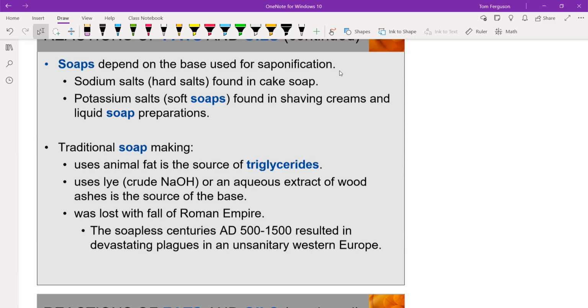Besides the mixture of fatty acids on the triglyceride, it also depends on what kind of alkaline you're using, whether it's potassium-based or sodium-based, to give you different soaps.